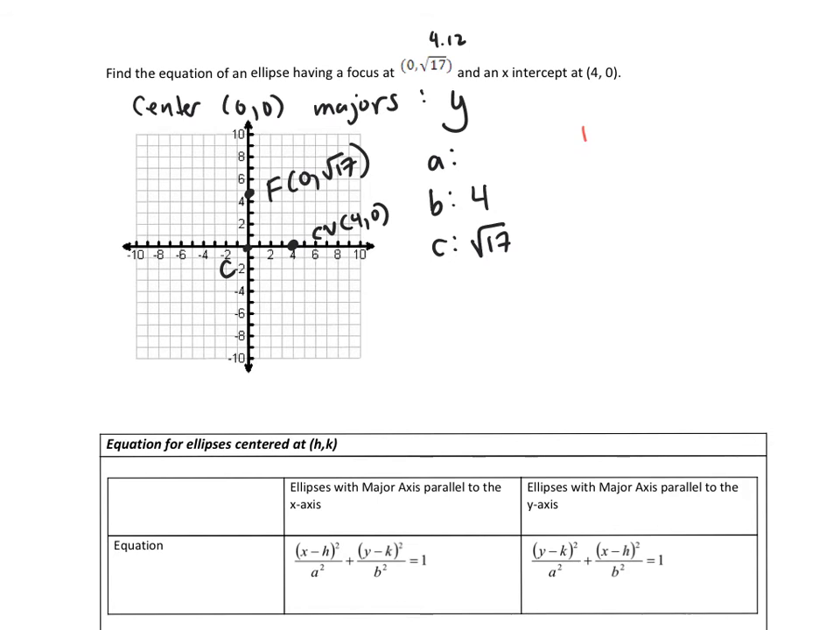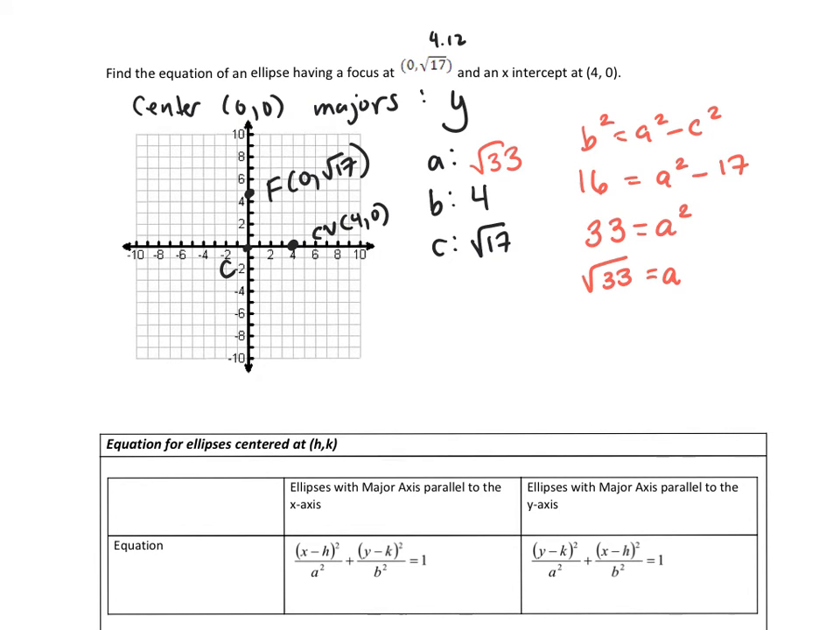And then I can use a little bit of our equation to figure out what the missing variable A is in this case. So B squared is 16 equals A squared minus the square root of 17 squared, which is 17. So in this case, I'll add 17. So I get 33 equals A squared. So A equals the square root of 33.